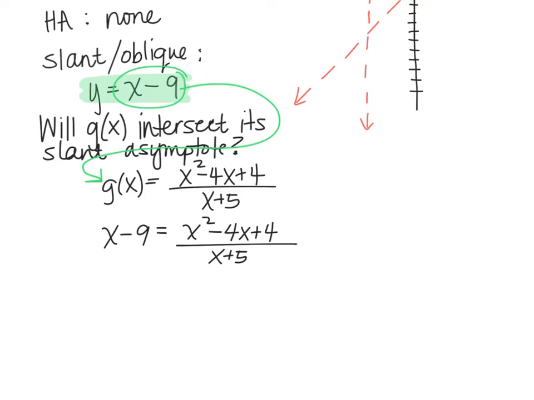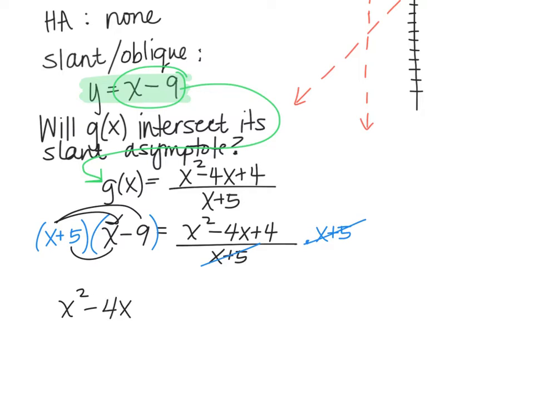So we need to solve this equation, and we will undo our division by multiplying both sides by x plus 5. So on the left and the right, we multiply both by x plus 5, which will require us to distribute here on the right-hand side. So we'll end up with x squared. We have negative 9x plus 5x, which is minus 4x. And then positive 5 times negative 9 is negative 45. And that's equal to x squared minus 4x plus 4.